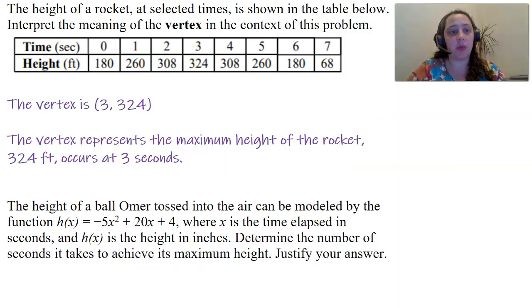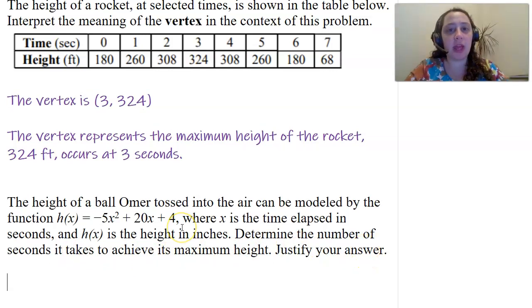Let's do another example. The height of a ball Omer tossed into the air can be modeled by the function h of x equals negative 5x squared plus 20x plus 4, where x is the time elapsed in seconds and h of x is the height in inches. Determine the number of seconds it takes to reach its maximum height. Justify your answer. So here we have an equation, so I'm going to use my calculator.